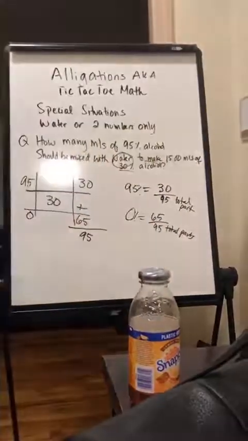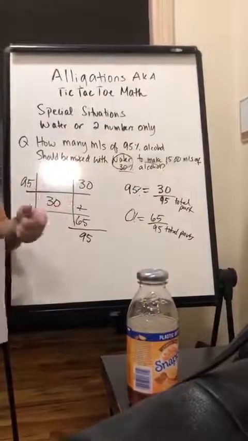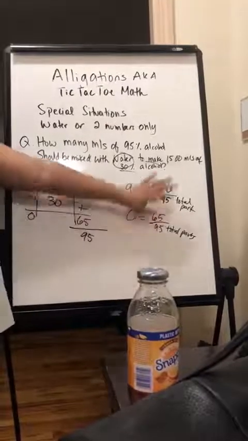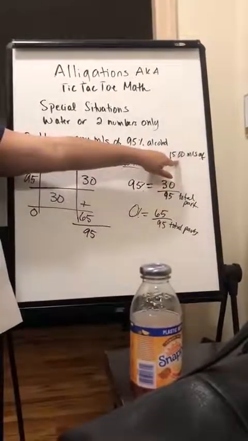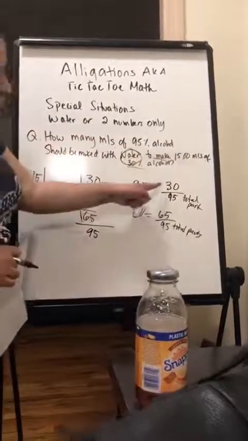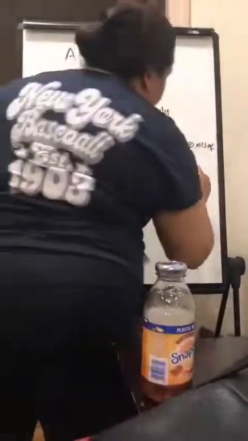And don't forget, this is nearing the end, but it's not the last step. The very last step is to multiply by 1,500. So we're going to multiply our parts by 1,500.